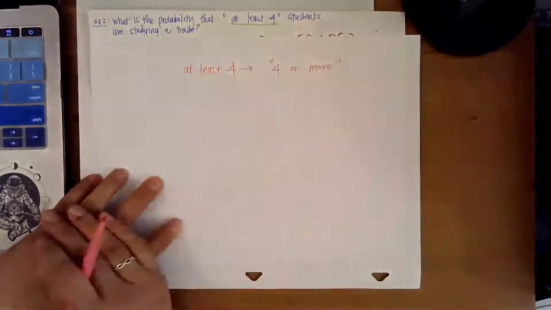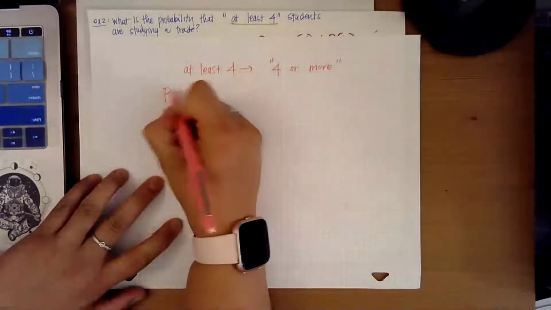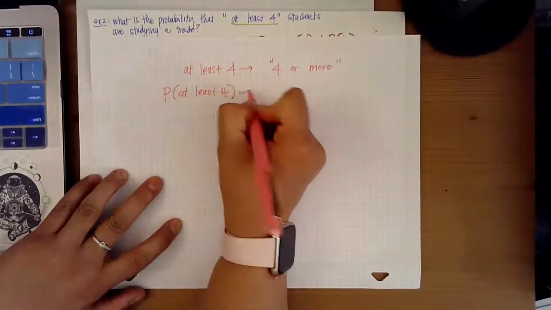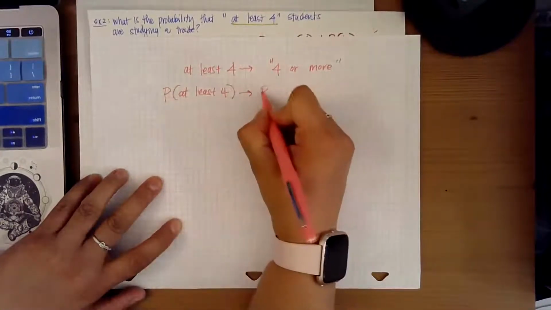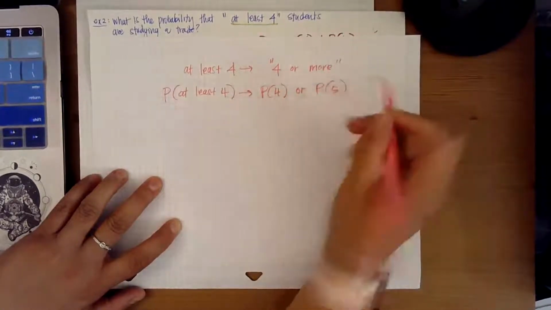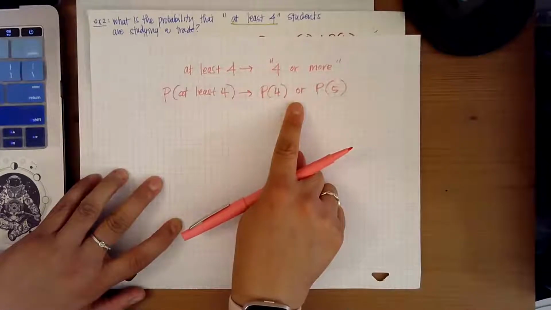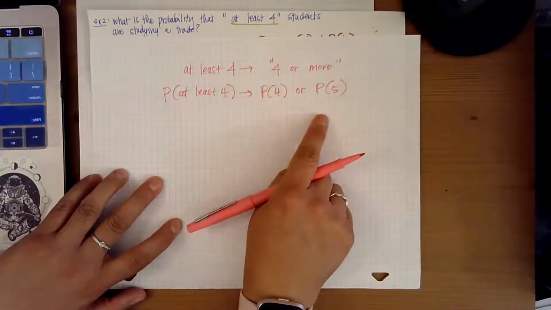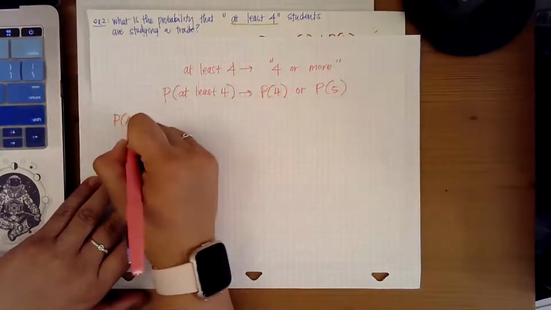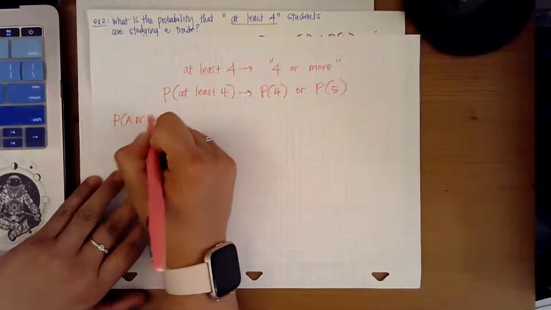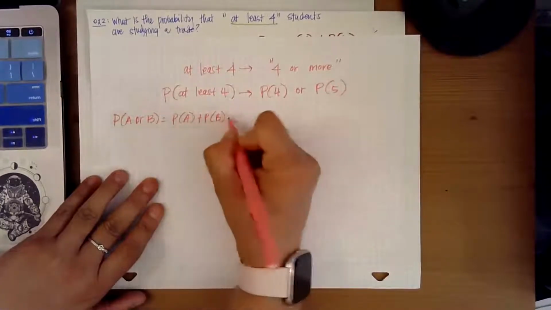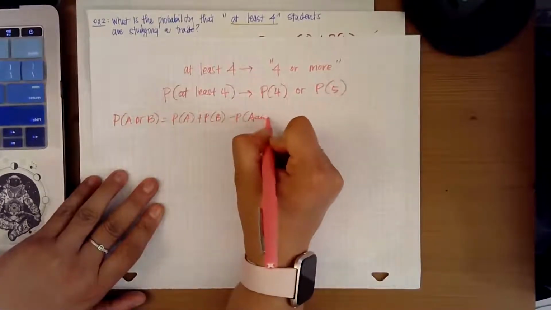What's the most I can have? 5. So the probability of at least 4, it implies that I have to look at the probability of 4 or the probability of 5. Or is addition rule. Now these are independent events, so there's no intersection. So remember, the addition rule is P of A or B is equal to P of A plus P of B minus the intersection of A and B.